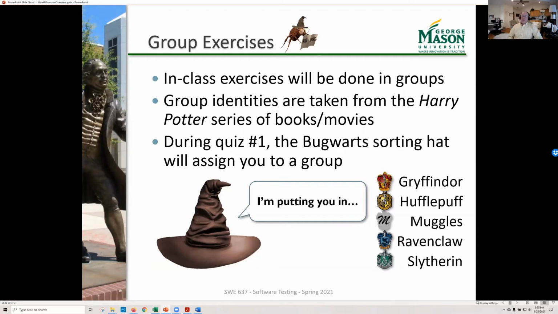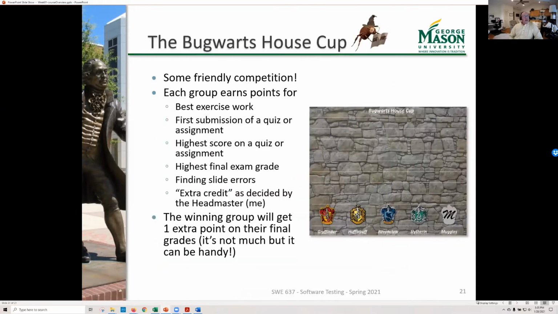When you take the first quiz, you're going to be assigned randomly into a group. Now, depending on how the random assignment works, I might have to move a couple of people around so that the groups are reasonably even in size. And then we're going to have a little friendly competition. We've got the Bugwarts House Cup going on here.